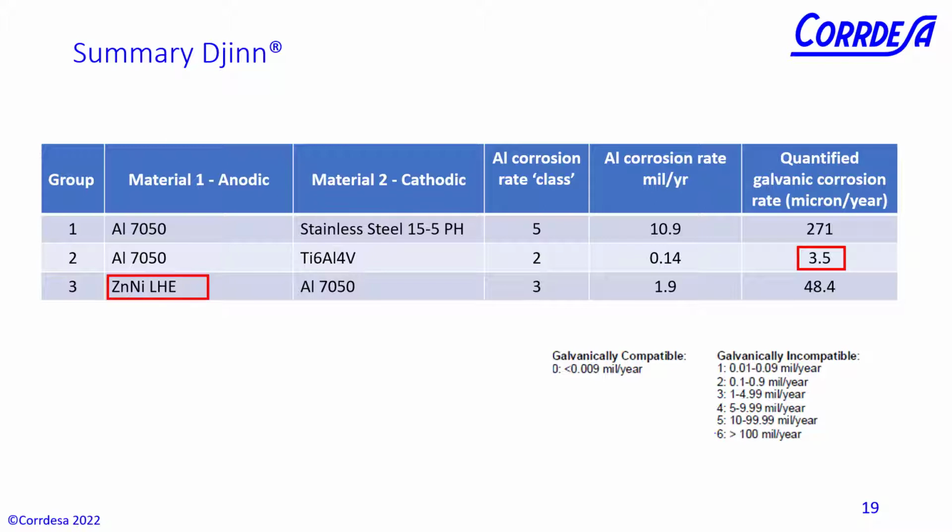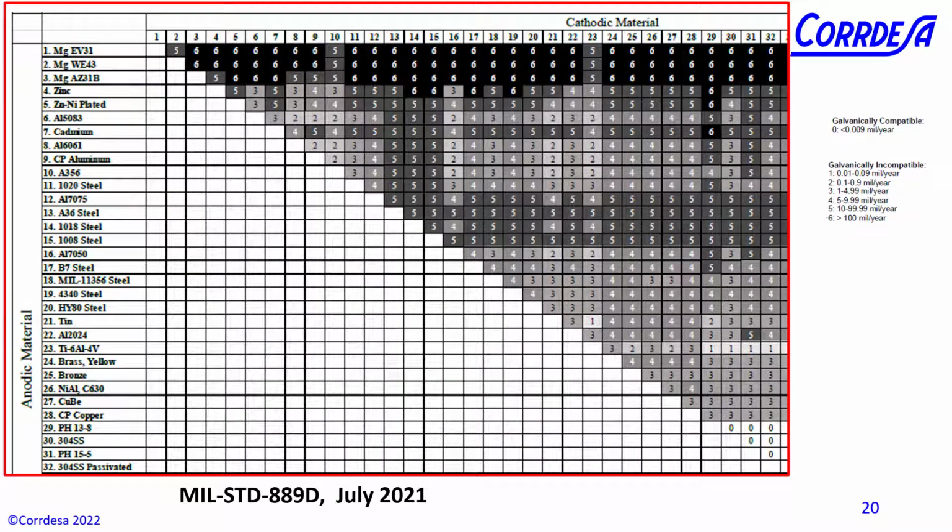And then I showed how you could choose zinc nickel, and that corrosion rate is actually the corrosion rate of the protective coating. Aluminum 7050 doesn't corrode in that couple. So that was very quick. You can go straight to the standard, do exactly the same.